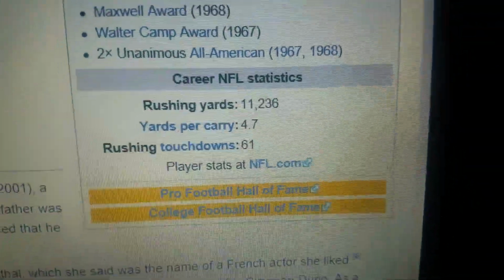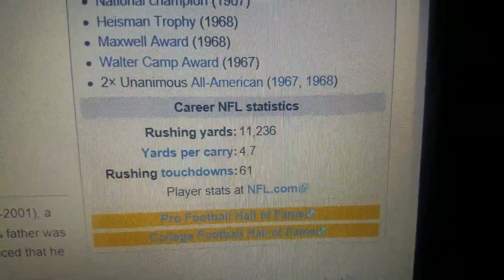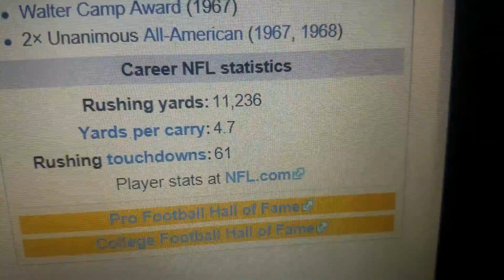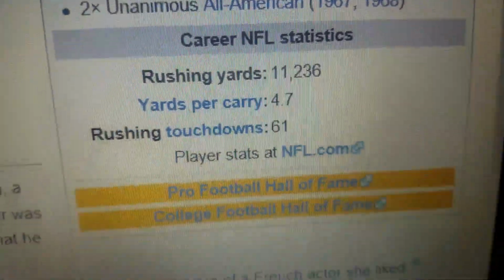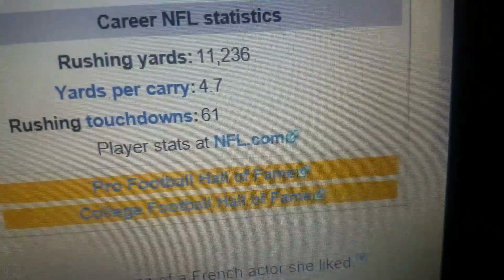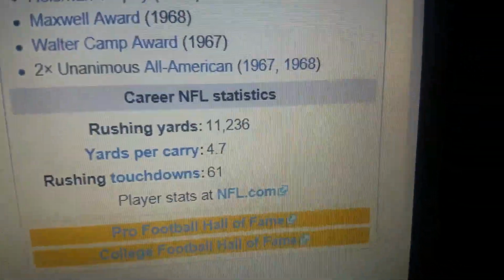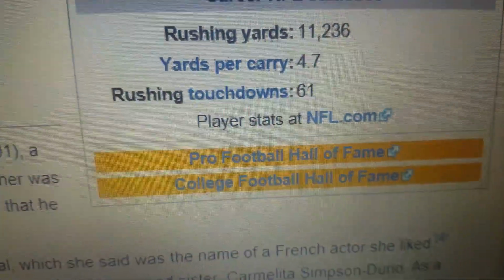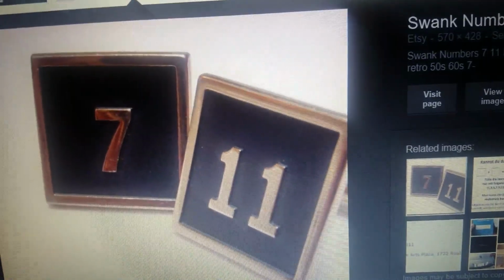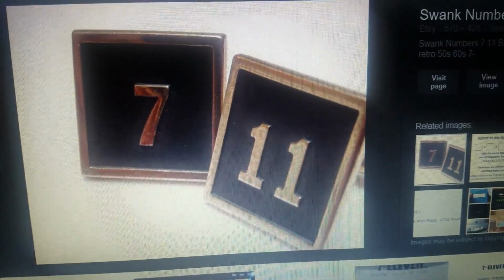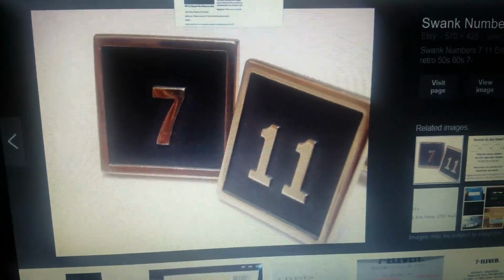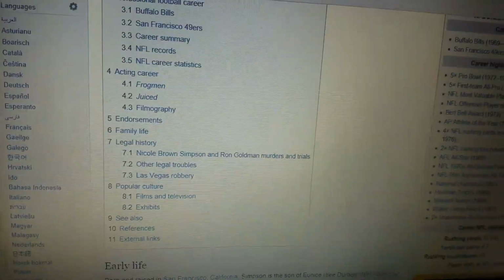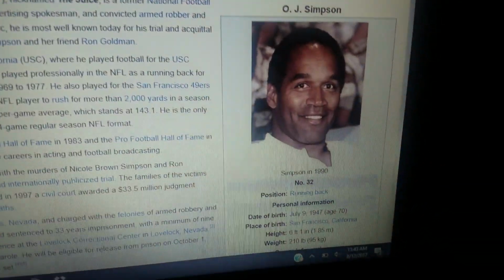His yards per carry average in his NFL career was 4.7. When you add those digits, you get 11. His rushing touchdowns: 61 rushing touchdowns for his NFL career. 6-1 is 7. So right here, 7-11 connection again for O.J. Simpson. Now we're going to get into this 5 connection with O.J. Simpson.